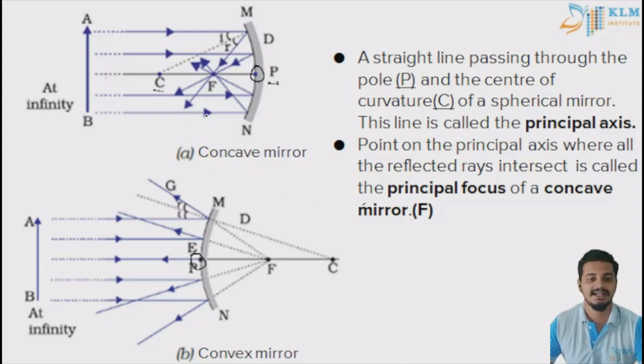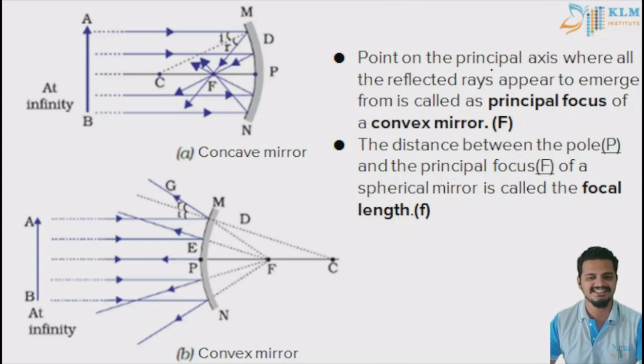And now let's study an important definition. It is called the principal focus. A point on the principal axis where all the reflected rays intersect. You can see here, these are the reflected rays. This is the point where they all intersect. This is called the principal focus of a concave mirror. Remember guys, the definition is different for concave and convex.